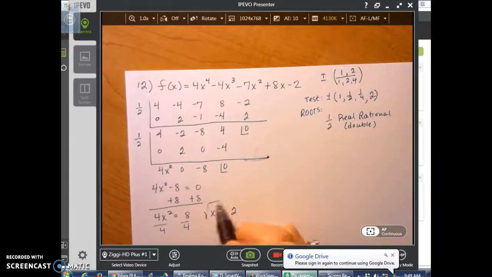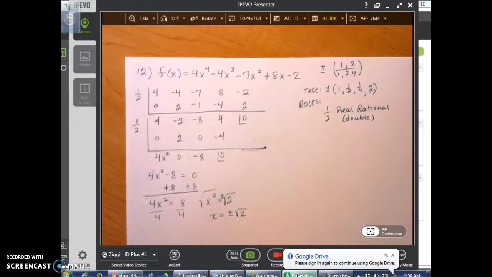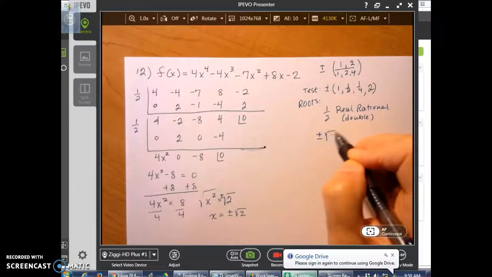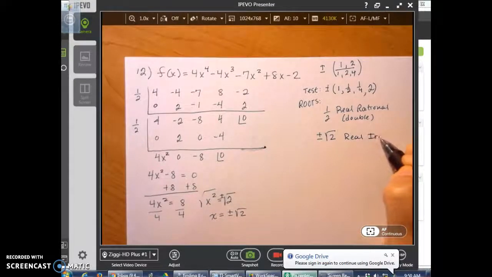And then I would take the square root of both sides. Don't forget your plus minus. X is going to be plus minus the square root of 2. Those are those two other irrational roots. I'll need to write those down. So a plus and a minus square root of 2, and they are real, but they are irrational.